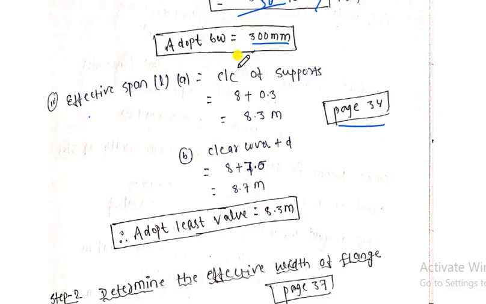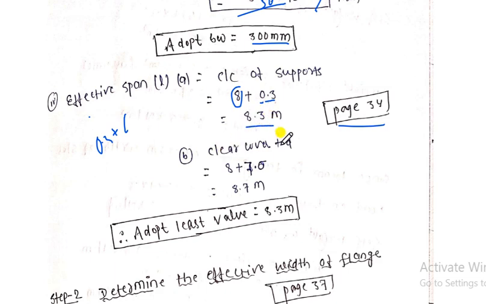So here, the center to center of the support, so clear cover, and the width of support is given as 300 mm. So 0.3, it means 300 mm, right? So 0.3 plus 0.3, divided by 2, will give you 0.3. So center to center of support will give you 8.3.